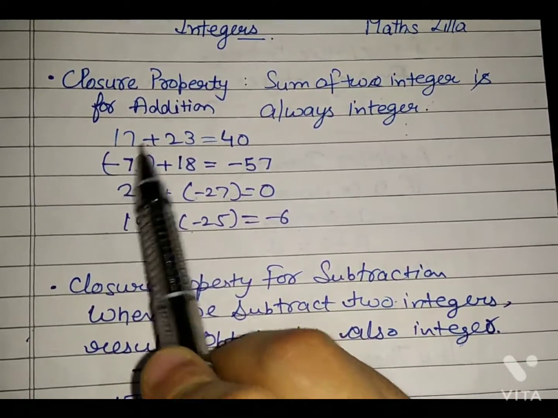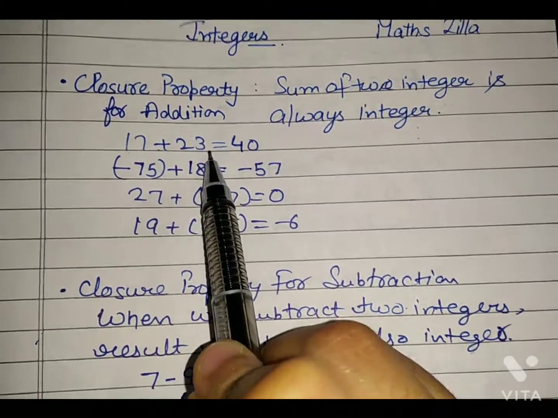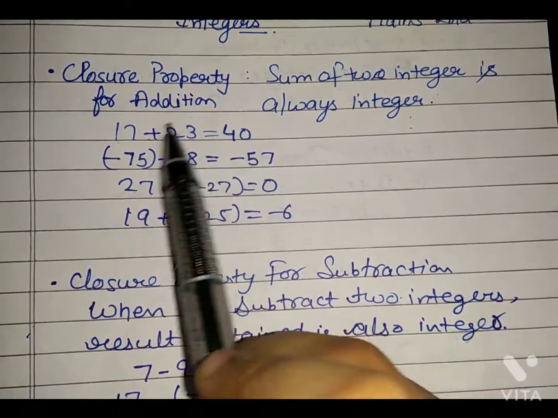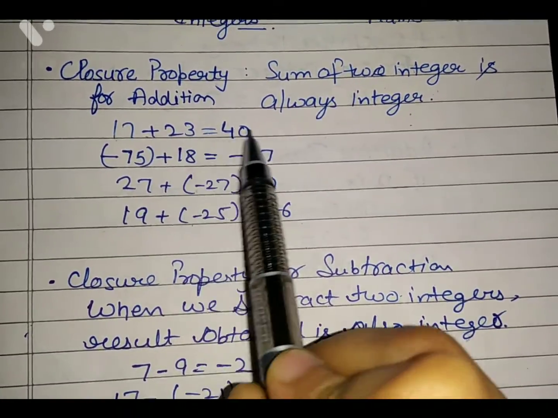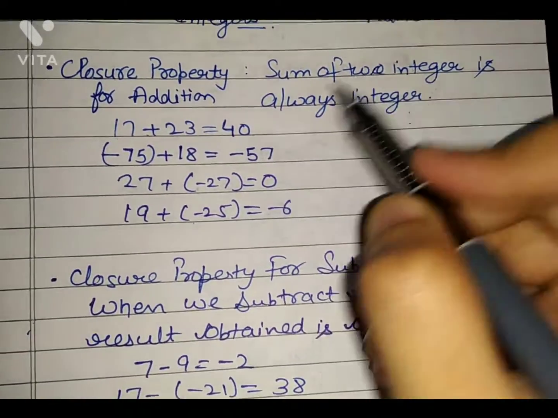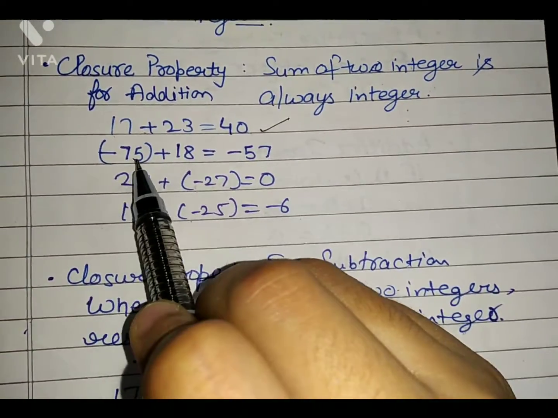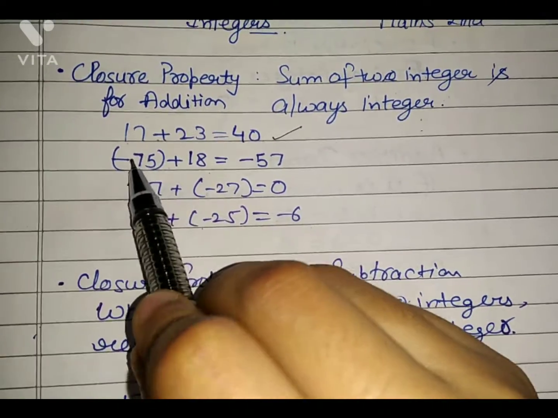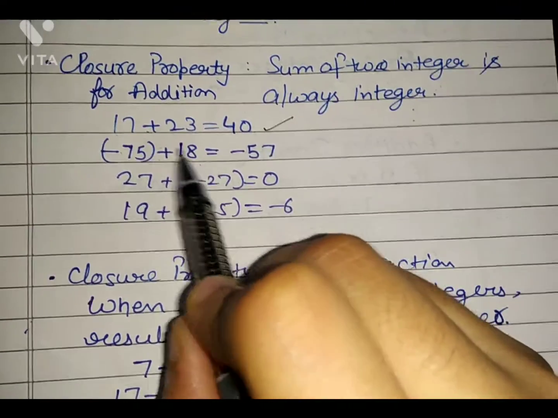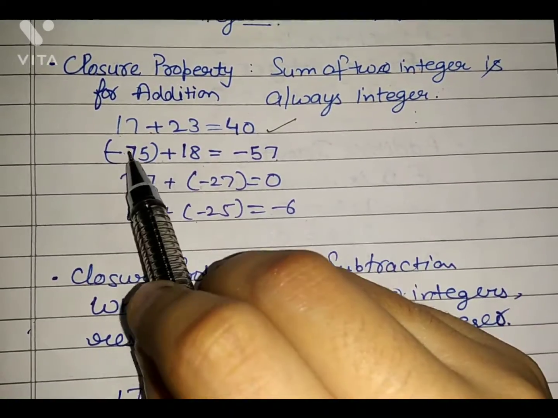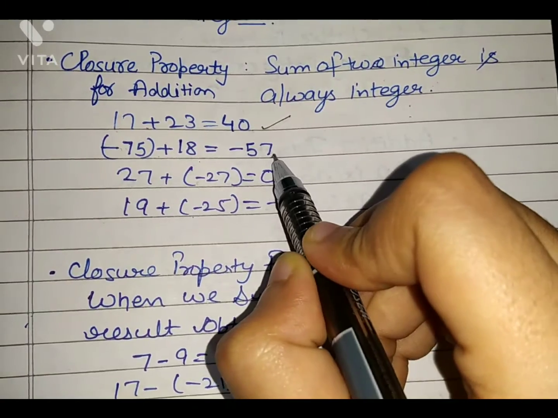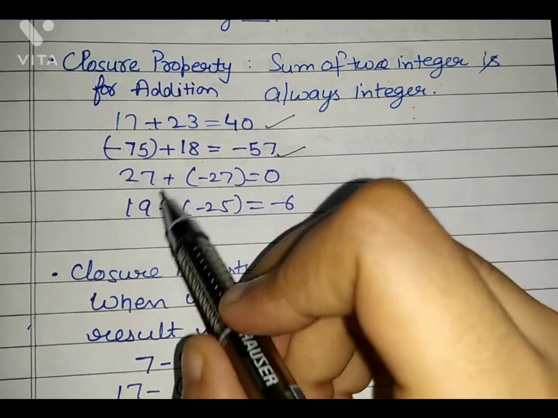Now I am taking two integers, 17 and 23. Their sum is always an integer. 17 plus 23 equals 40, so it is also an integer. Next is minus 75 plus 18. So minus 75 plus 18 gives 57, and we take the sign of the greater number, so it is minus 57, which is also an integer.